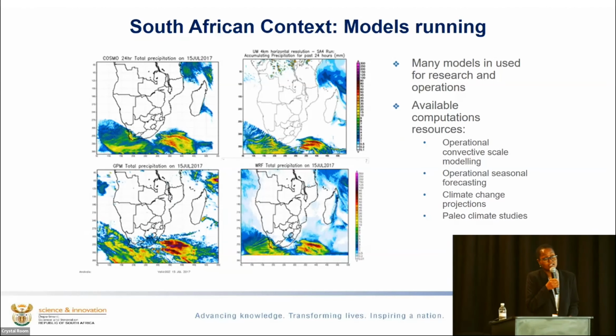We've got models that are running to do seasonal forecasting. And we also have models that are running where we look at climate change projections, like looking at what's going to happen way in the future, going up to about 2100. And there are also models running in South Africa where we look at paleoclimate studies.